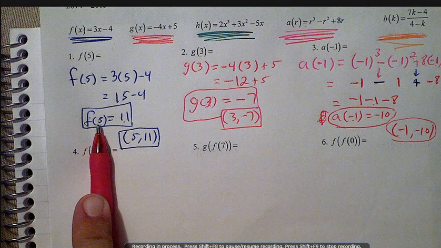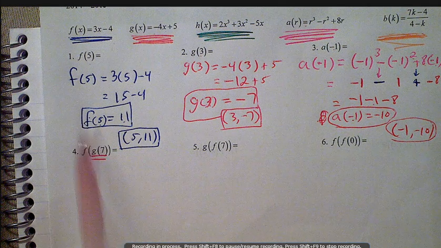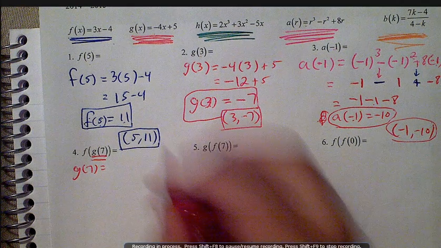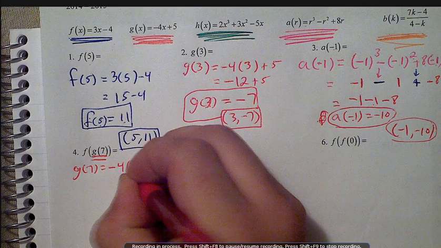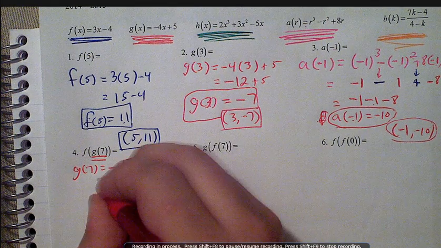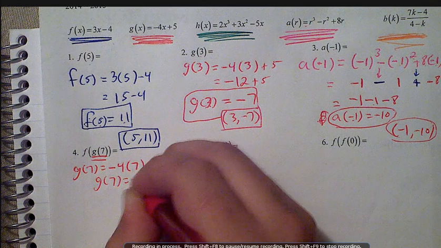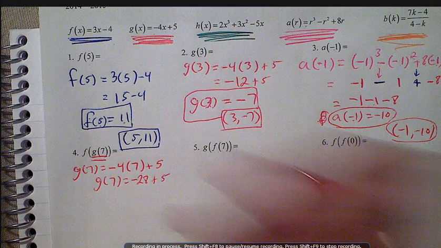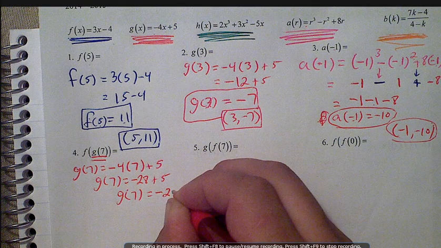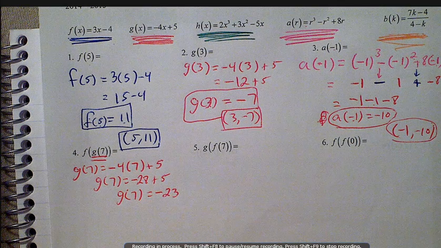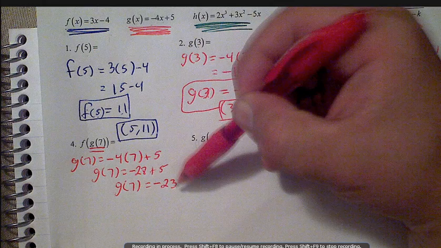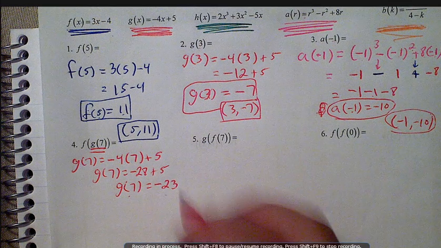So for example, I'll do g of 7, the inside. So negative 4 times 7 plus 5. So g of 7 equals negative 28 plus 5. Okay, so g of 7 equals negative 23. Now, since g of 7 equals negative 23, what I can do is I can substitute negative 23 in for g of 7.